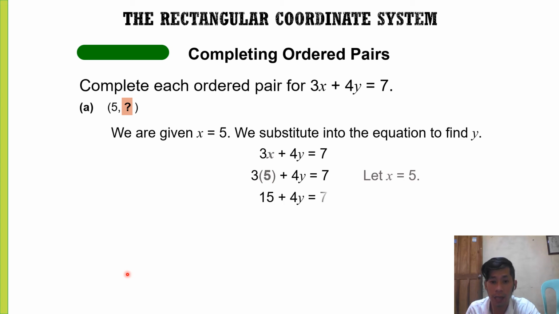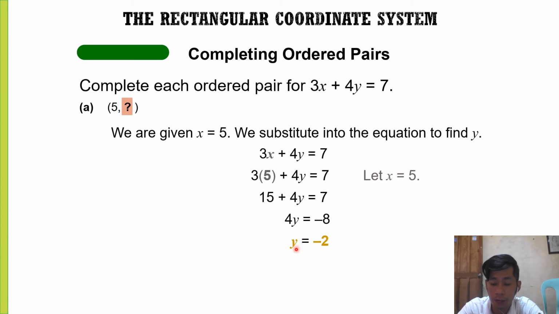Then, let's simplify. 3 times 5 equals 15 plus 4y is equal to 7. Then, you may use subtraction property of equality or addition property of equality. So, this will become 4y is equal to negative 8. So, in other words po, you can subtract 15. Negative 15 dito, so magiging 0 na yan. 4y na lang po ang magiging matira. So, 7 minus 15, that is negative 8. So, kung nagtataka kayo, bakit po naging negative 8? Nagmula siya sa 7 minus 15.